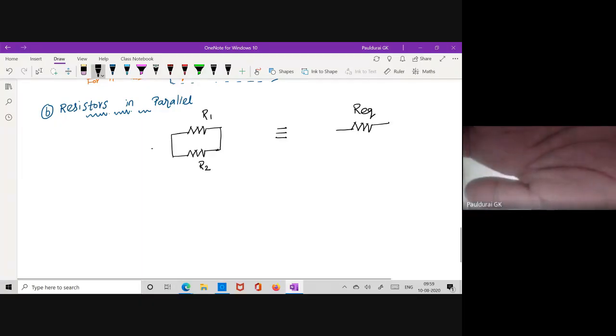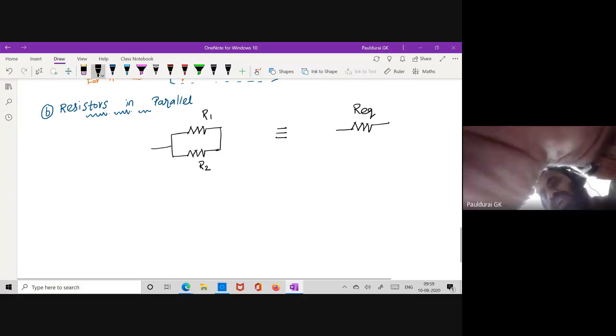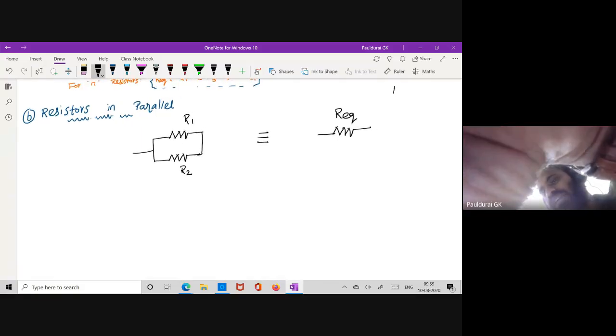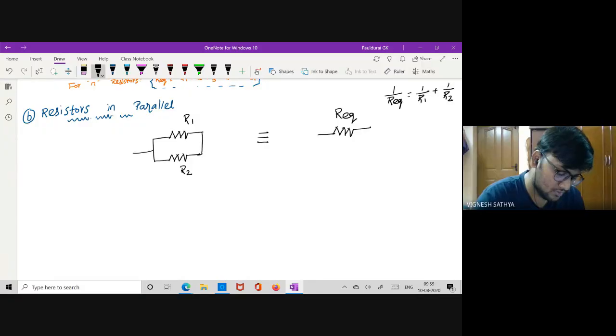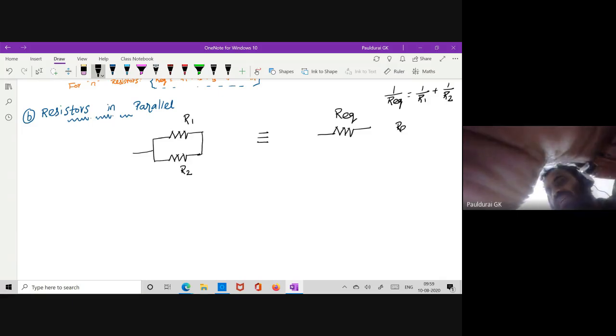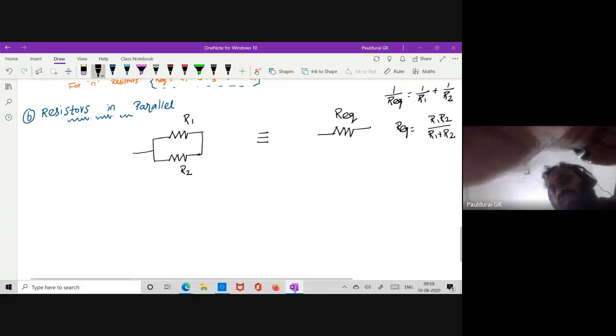You know the formula for R equivalent, right? Here you will get 1 by R equivalent equal to 1 by R1 plus 1 by R2. So from this, what is R equivalent? Take the LCM, take the reciprocal, and you will get R1 R2 over R1 plus R2.